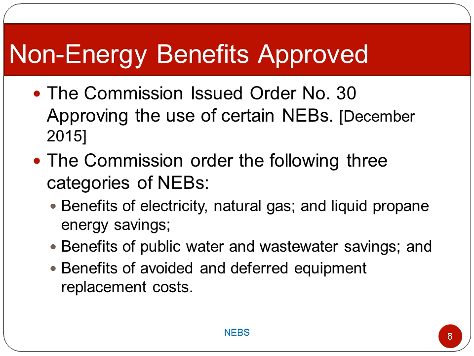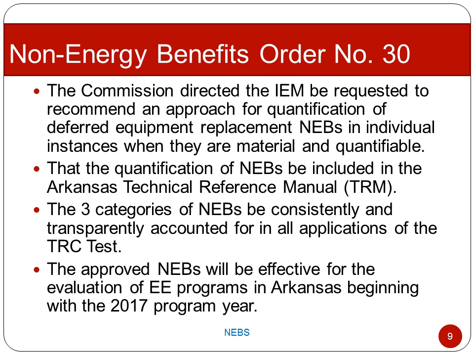The Commission in December of 2015 did issue the order on NEBs, and it found that the following 3 NEB categories were going to be included, which again were those same ones that we had addressed before: other fuels, public water and wastewater, and deferred equipment replacement costs. The Commission directed that the IEM team be requested to recommend an approach for the quantification of deferred equipment. This was to ensure that when utilities were evaluating deferred equipment costs, each utility would address that in a similar fashion, and that the quantification of NEBs be included in our technical reference manual.